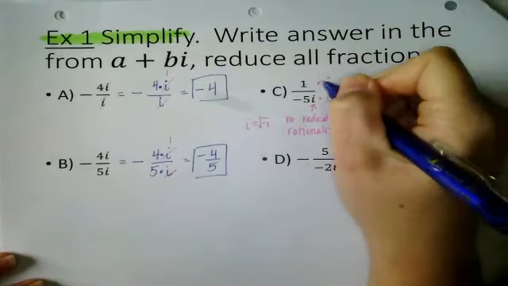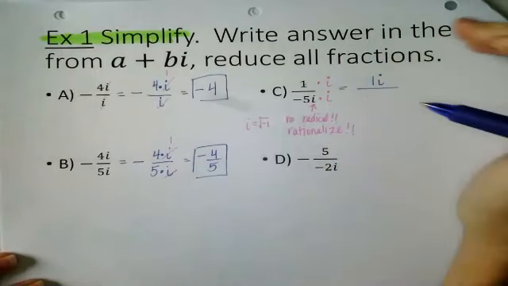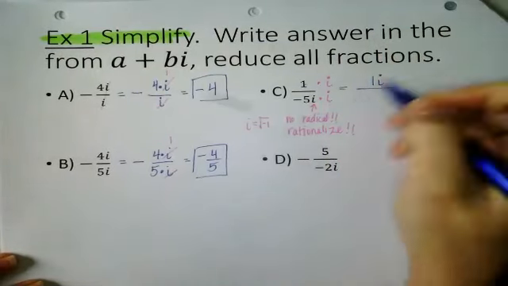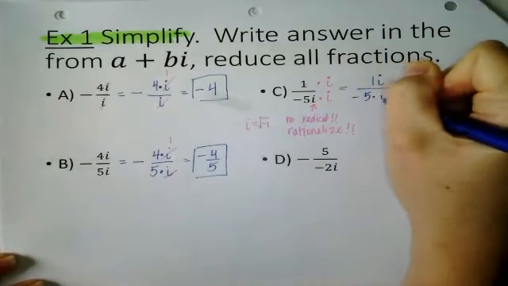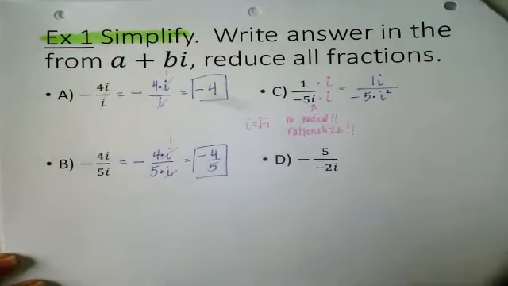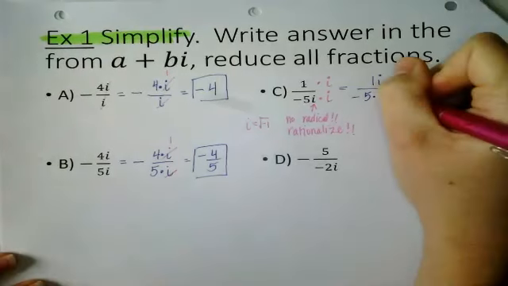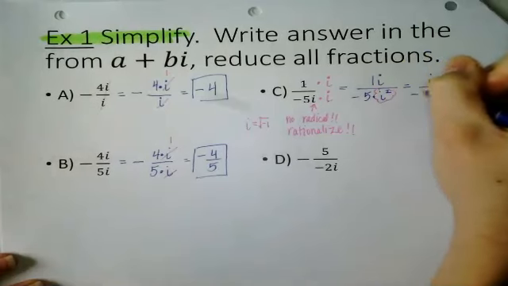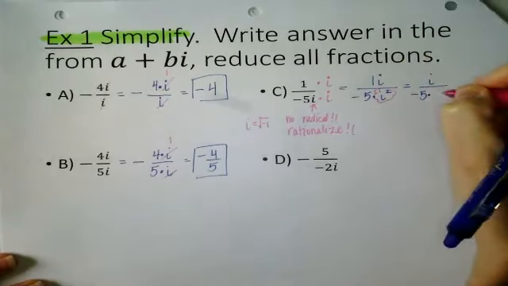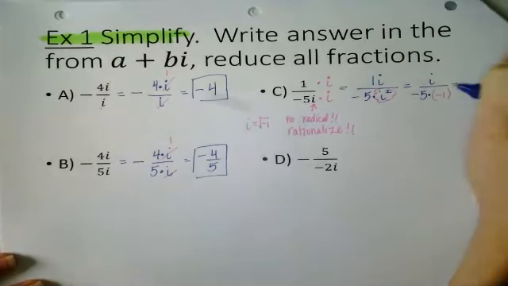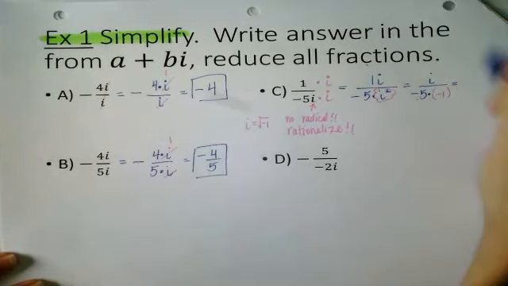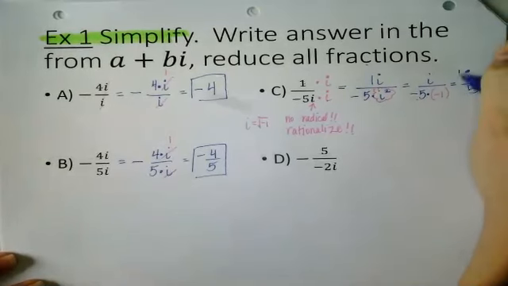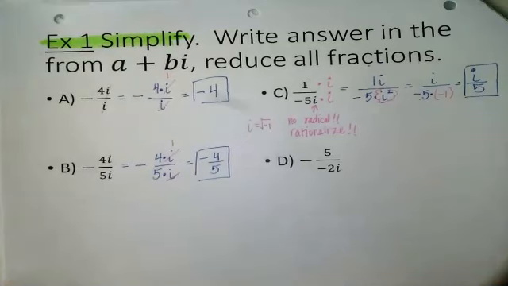And let's see. So we get i times 1, or 1i. You can just write i also. It's fine. In the denominator, we have negative 5 times i squared. i times i is i squared. What is i squared? i squared is negative 1. So we have now negative 5 times negative 1, which turns to positive 5. So we get i over 5 for a fully simplified answer.